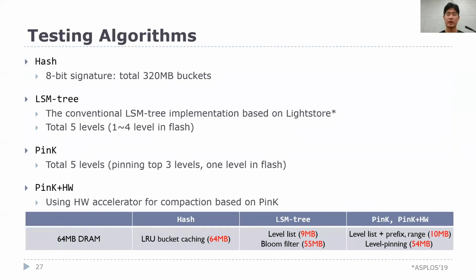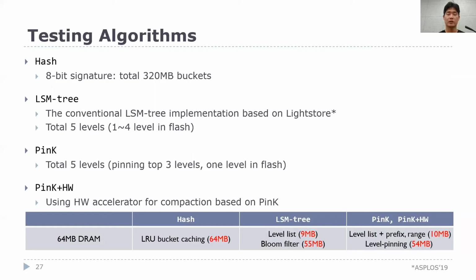We evaluated hash and LSM-tree algorithms for comparison with PinK. Since Samsung KV-SSD is a black box, we implemented a hash-based KV-SSD using an 8-bit signature key. We used the LightStore implementation for the conventional LSM-tree, which has a total of 5 levels. PinK has a total of 5 levels and the top 3 levels are pinned in DRAM. Thus, only 1 level resides in flash. We also tested PinK with a hardware accelerator to check the effect of the accelerator.